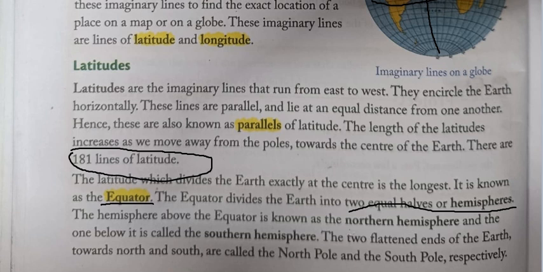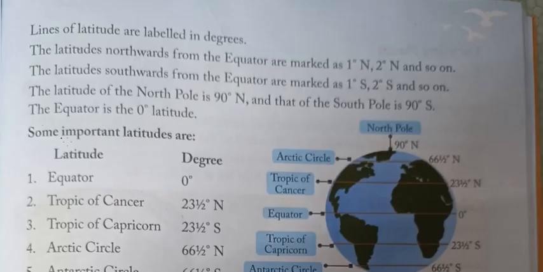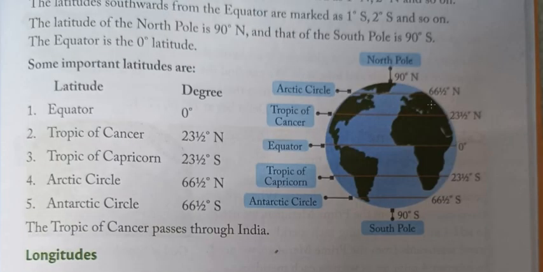The two flattened ends of the Earth towards north and south are called the North Pole and South Pole respectively. On top we have one end and on the bottom we have one end. Here I'll show you the North Pole and the South Pole. On the globe, the flattened end on top shows 90° north, that is your North Pole, and on the bottom you have 90° south, that is your South Pole.